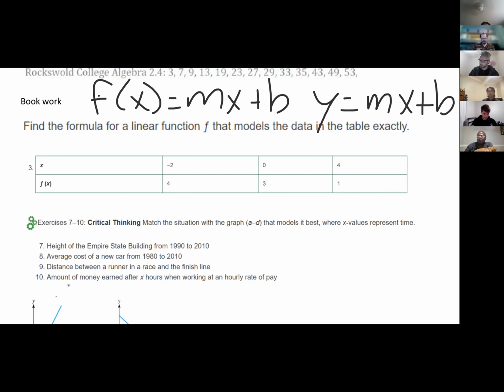Sometimes they use ax for the slope, so they might write ax plus b. It's the same thing. We're looking for a slope and we're looking for a y-intercept.